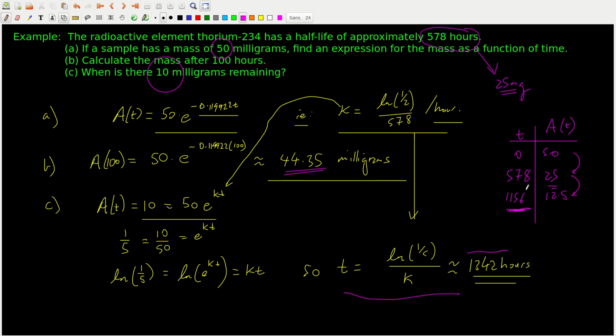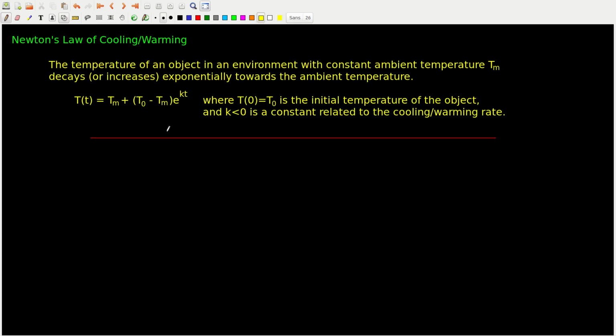After 1300, so another couple of hundred hours, you will reduce 12.5 down to 10 milligrams. Another example of the use of exponential functions is Newton's law of cooling. Newton's law of cooling, or warming as well, allows us to work out how the temperature of an object changes when it's put in a room with a constant temperature.